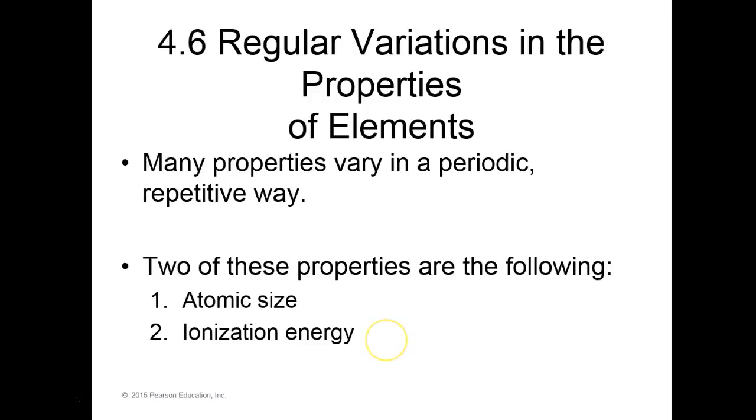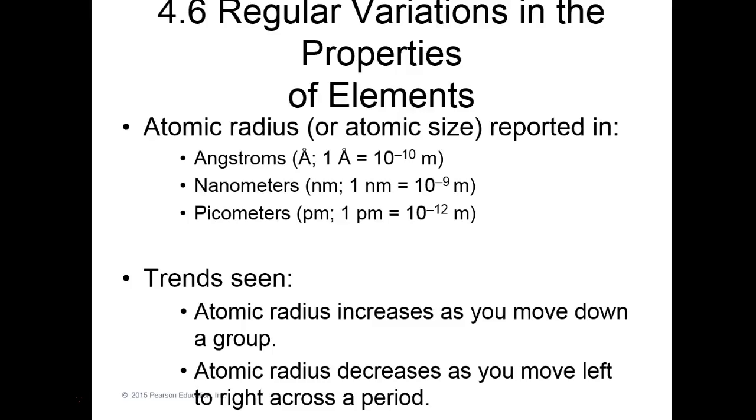There are many properties that vary in a periodic repetitive way. We're going to look at a few more, specifically atomic size and ionization energy. When we talk about the size of an atom, it's reported in angstroms, nanometers, or picometers. Very, very small. 1 nanometer is 10 to the negative 9th meters. Even smaller is a picometer. 1 picometer is 10 to the negative 12th meters. We see trends in the atomic radius: it increases as you move down the group, and the radius decreases as you move from left to right.